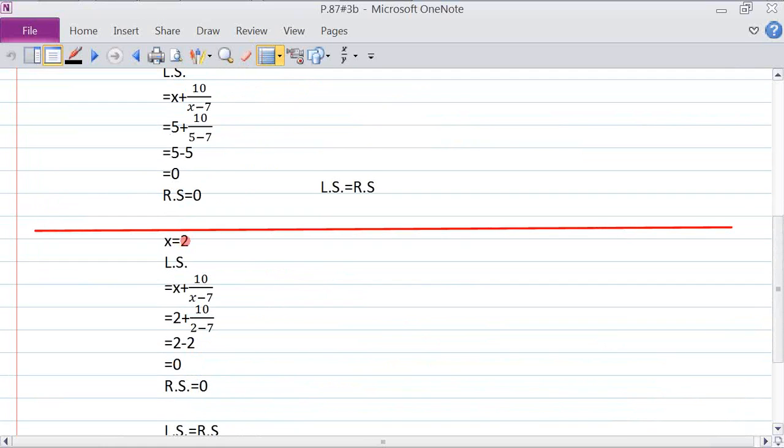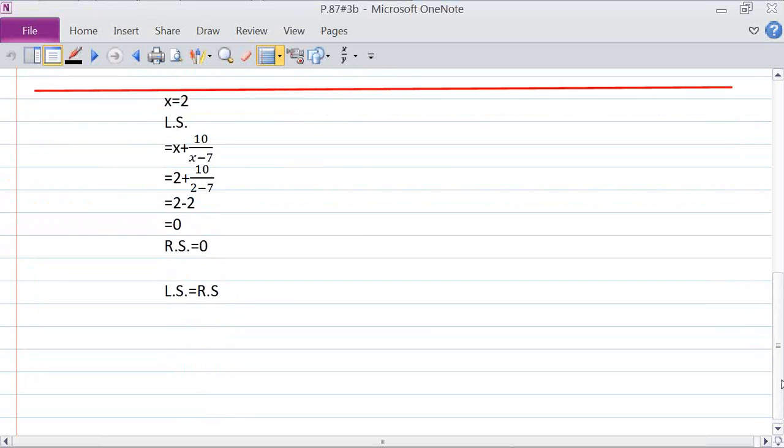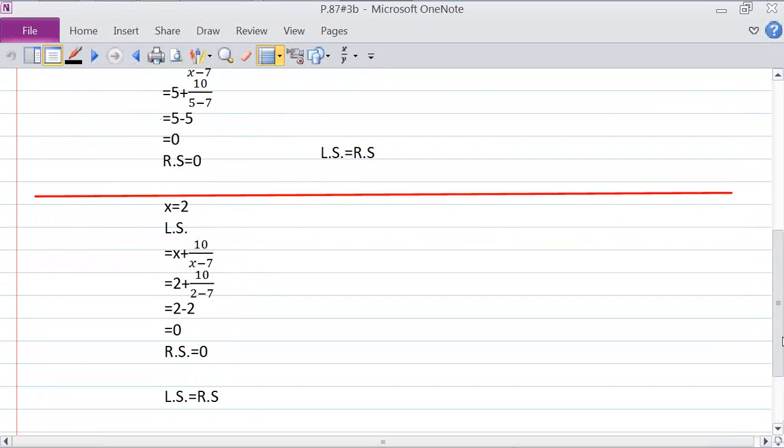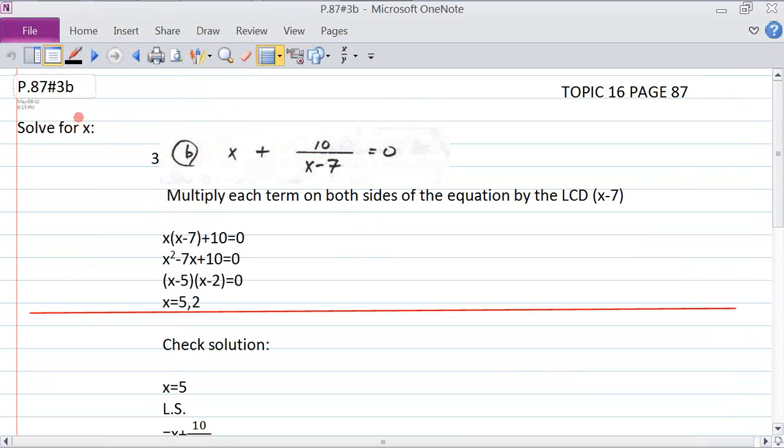I'm going to put the number 2 into the left side, replacing the x with a 2. 2 minus 7 is minus 5, so 2 plus 10 over minus 5 is minus 2, and 2 minus 2 equals 0. The left side equals the right side. And so we have 2 valid solutions, x equals 5 and x equals 2.